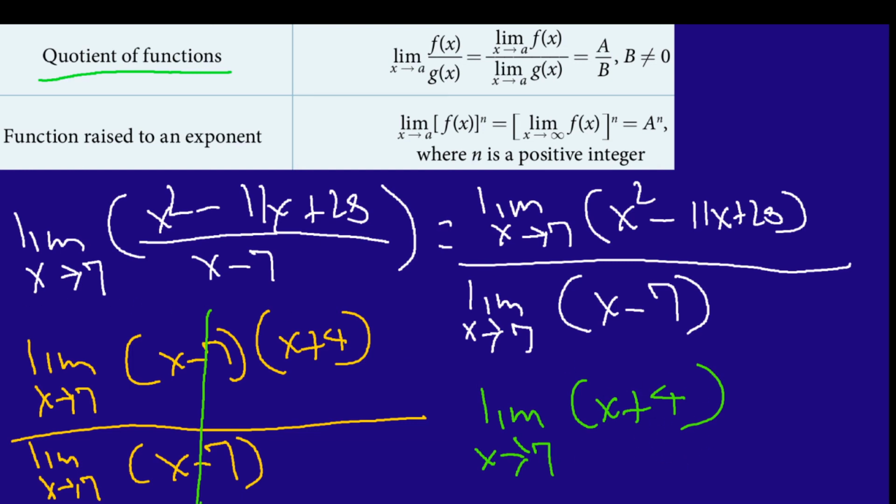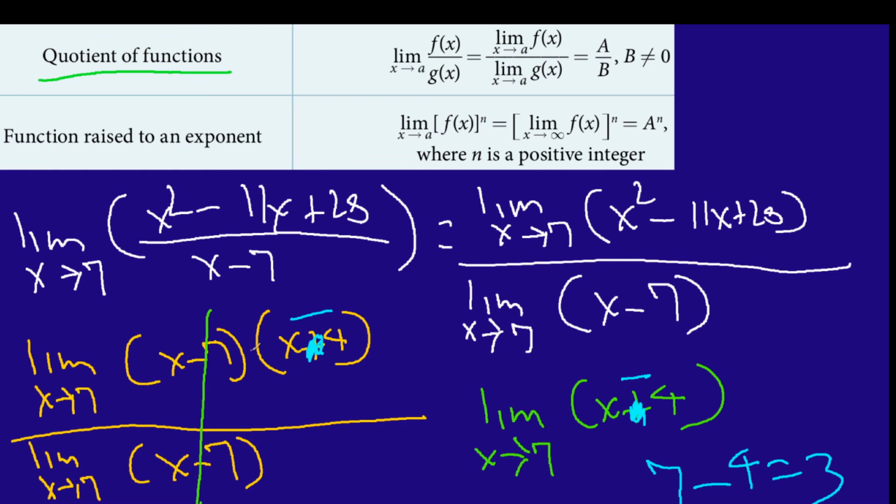I'll change the color in case people are getting confused. Oh my goodness, I made a mistake. It should be minus 4. Sorry about that. It's x minus 7 times x minus 4, and over here we have x minus 4. So now it's 7 minus 4 equals 3. So as x approaches 7, the y value will be approaching 3. I'm sorry about that.